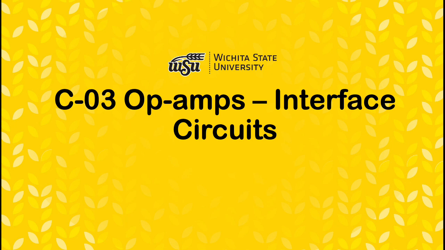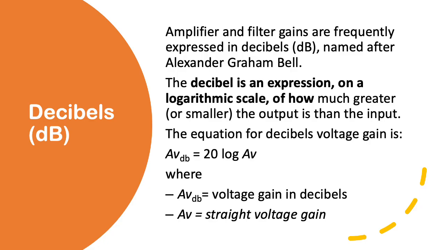We will now look at the role operational amplifiers play in interfacing circuits. Amplifier and filter gains are frequently expressed in decibels, named after Alexander Graham Bell. The decibel is an expression on a logarithmic scale of how much greater or smaller the output is than the input. The equation for decibel voltage gain is AV in dB is equal to 20 times the log of AV, where AV in dB is the voltage gain in decibels and AV is the straight voltage gain.